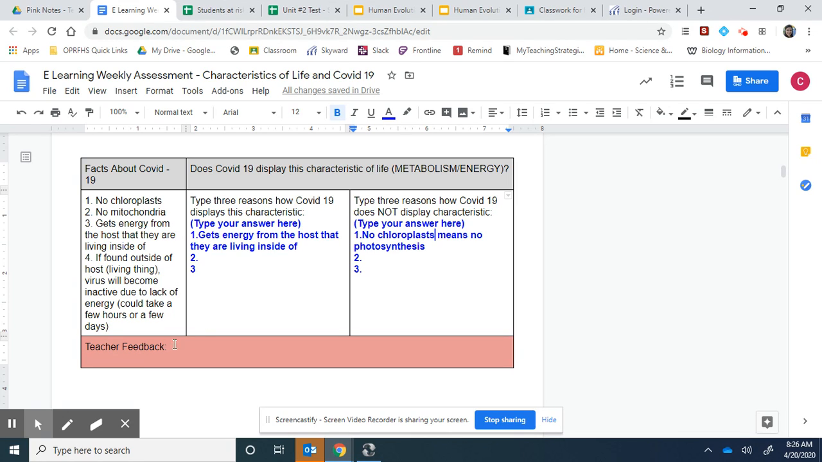Finally, we as teachers are going to use this bottom column down here at the very bottom to provide you guys with very specific feedback. Once again, this is for a quiz grade, but we want you to do the very, very best that you can. So if we write anything in this feedback column, we want you to go back and make your corrections to get your full points.